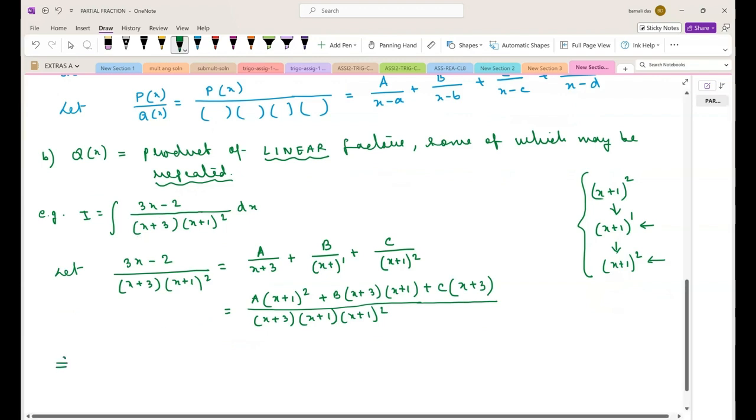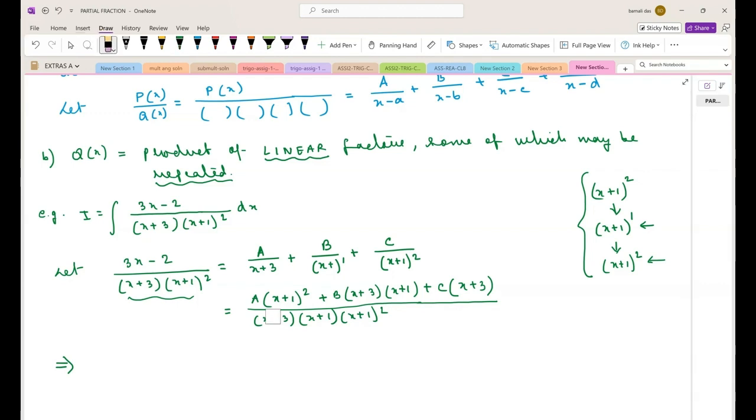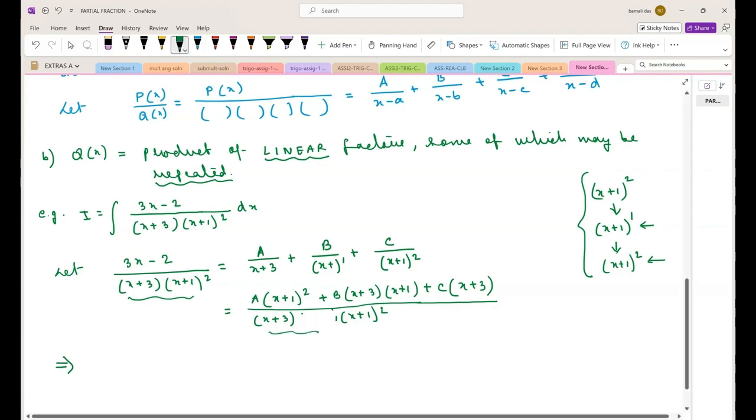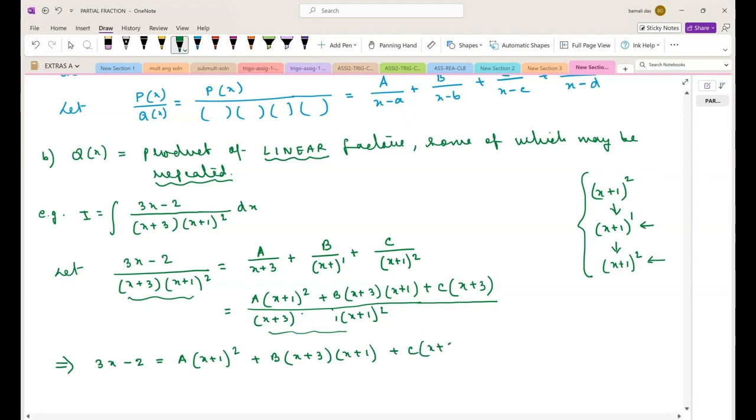So just like the previous sum, this implies that since this denominator and this denominator, oh, I'm sorry, by mistake I wrote this extra. Yeah. So since these two denominators are same, the numerators will be equal. So 3x minus 2 equal to a into x plus 1 whole square plus b into x plus 3 into x plus 1 plus c into x plus 3. So suppose this is 1.